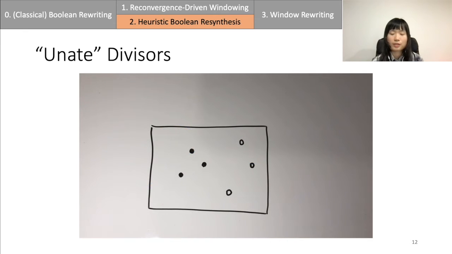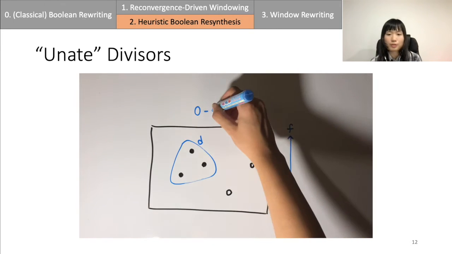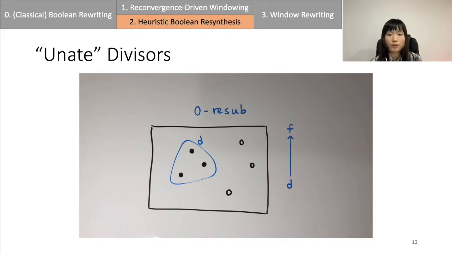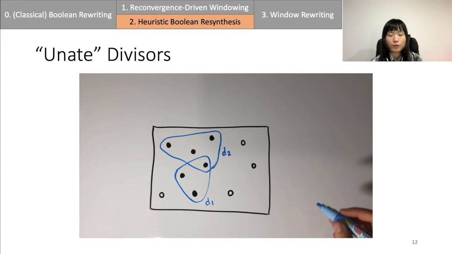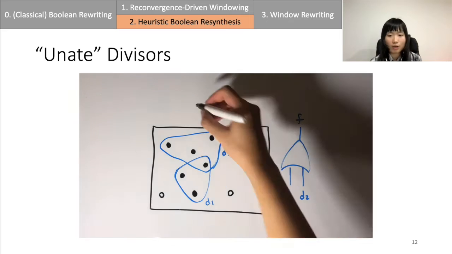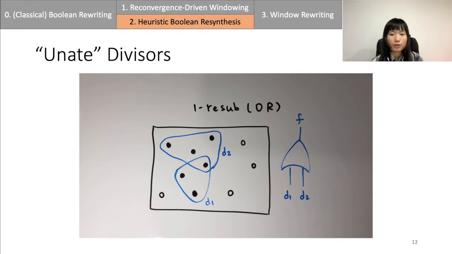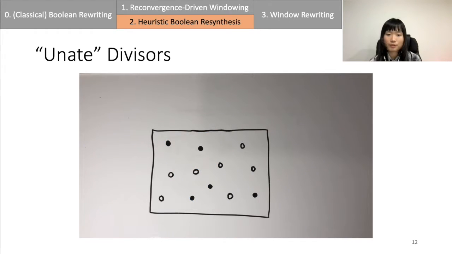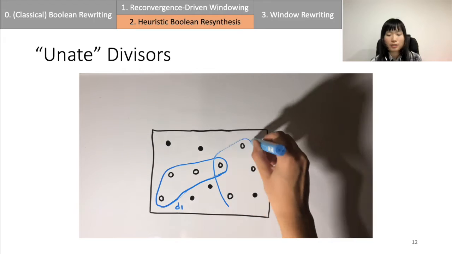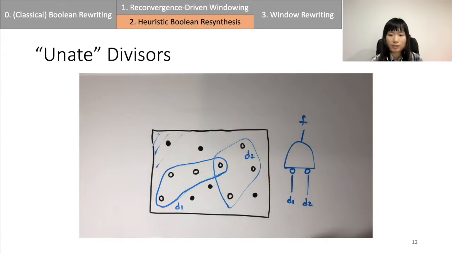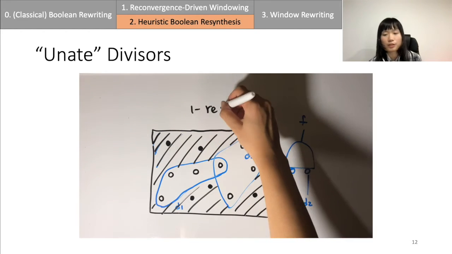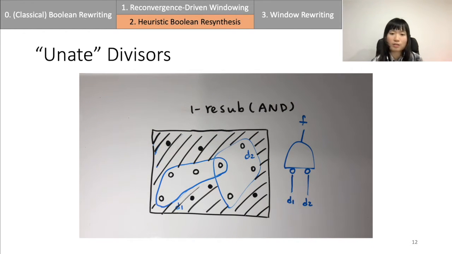If a positive unate divisor covers all of the onset minterms, then it implements the target function directly, and we call it a zero resub because it has 0 gates. If the union of two positive unate divisors covers all of the onset minterms and does not cover any offset minterms, then an OR gate implements the target function, and we call it a one-resub. Similarly, two negative unate divisors can form a one-resub with an AND gate with negated inputs, if the intersection of their complements does not contain any more offset minterms.